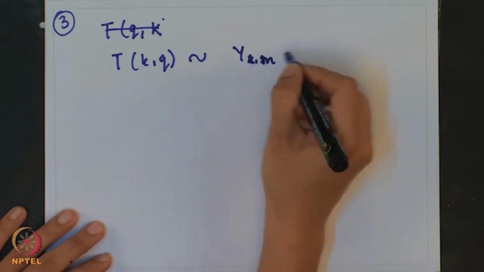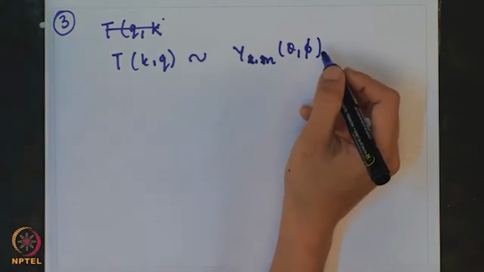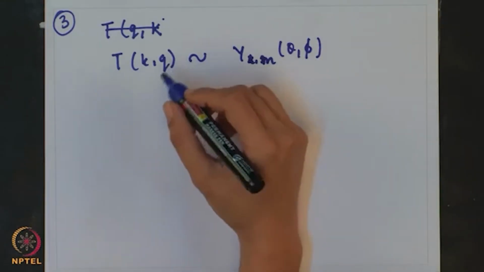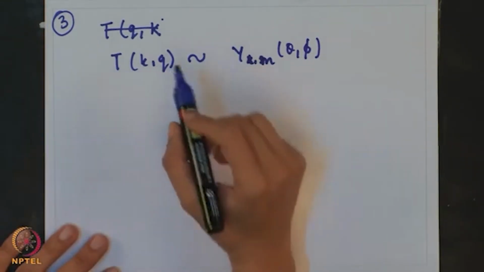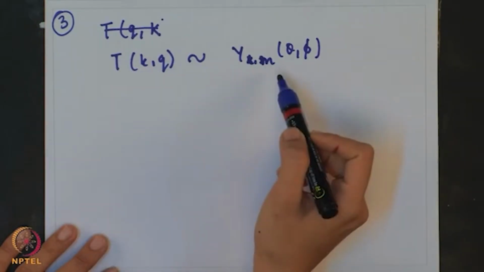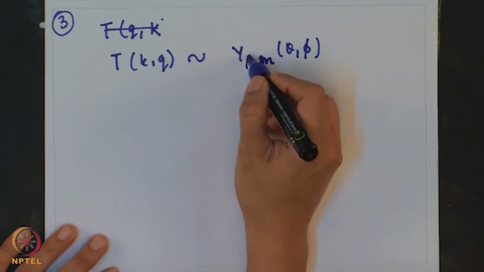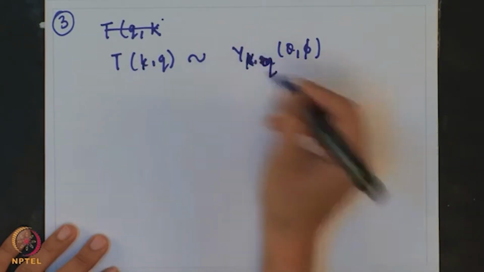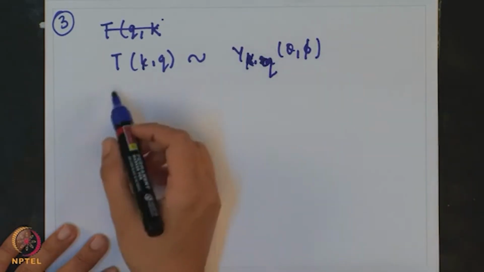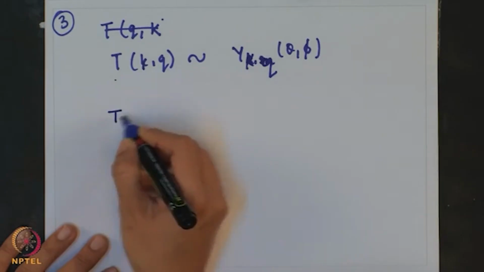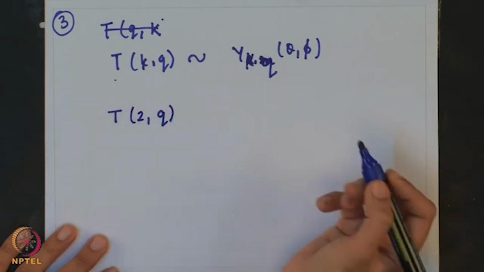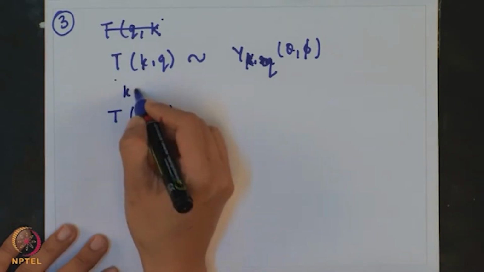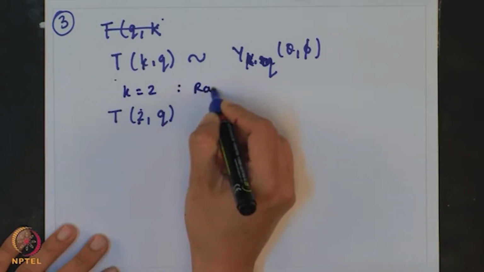L, m, theta, phi. I think you all have seen in your regular class that the tensorial notation, or these tensors, can be written in terms of the spherical harmonics. So here, if I write k comma q, theta phi, and this tensor, for example, now I have 2 q. This is a rank 2 tensor. When I write k is equal to 2, it implies it is a rank 2 tensor.